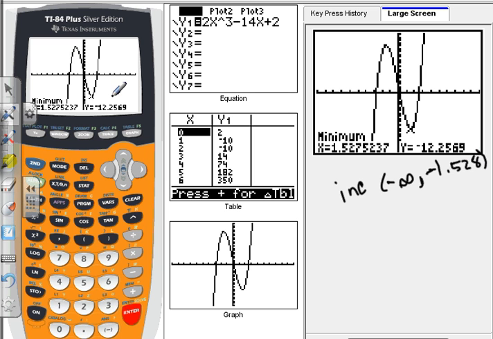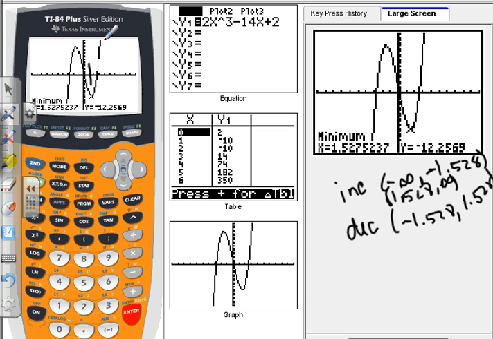Okay, then we have a decreasing interval that's going to start at that same negative 1.528, but then it's going to change again to increasing at the positive 1.528. So then my second increasing interval will go from positive 1.528 to infinity. Okay, so we have here it's increasing and then decreasing and then increasing.